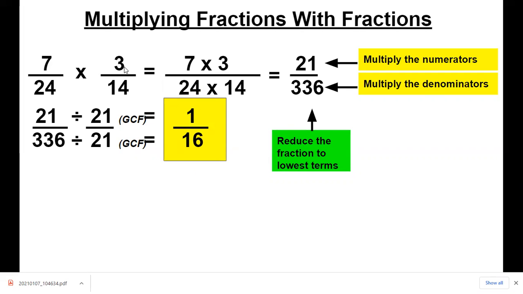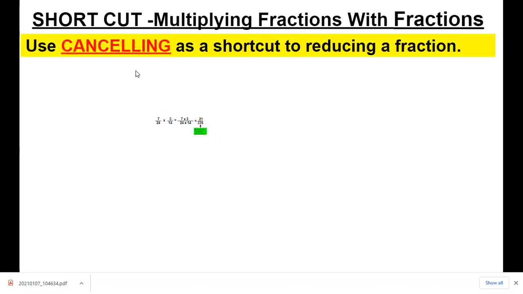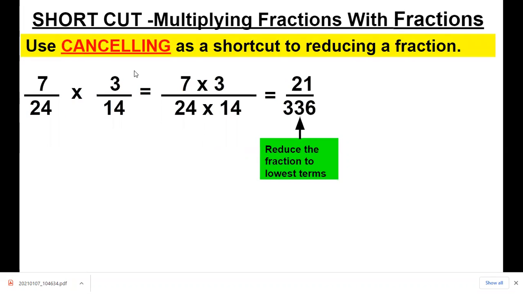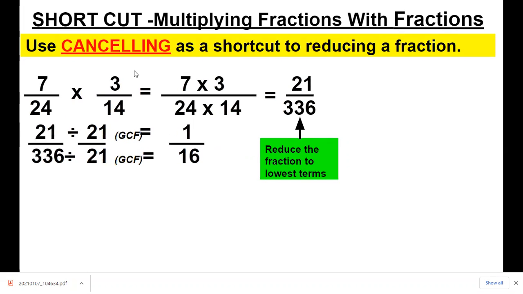Okay, now we're going to show you the canceling method. It'll make it so much easier. So here was our original way. We had 21 over 336, and then we divided by 21 over 21 and got 1/16. Now let's redo it with the canceling method. We're not going to have to do that, or that.